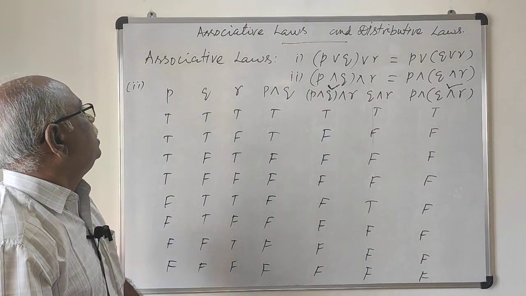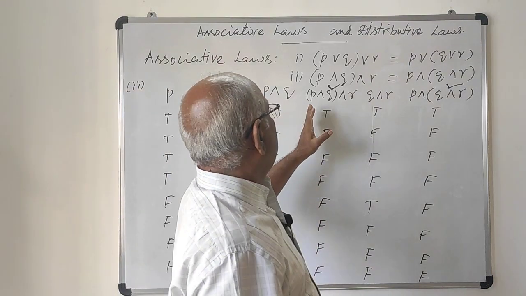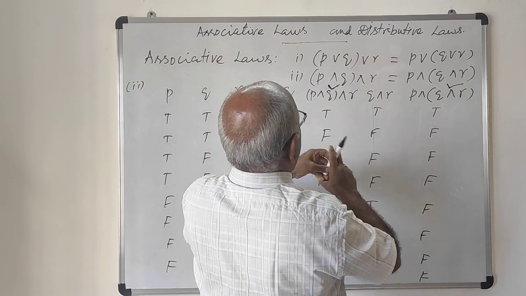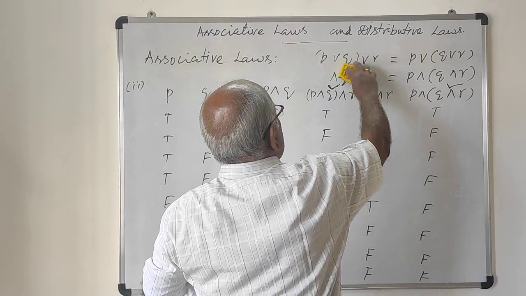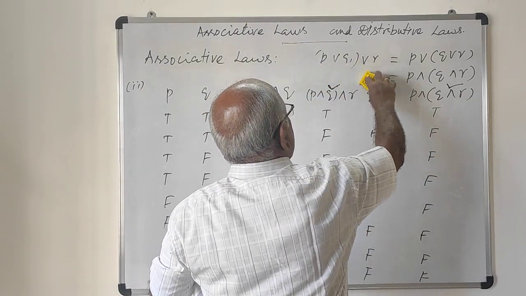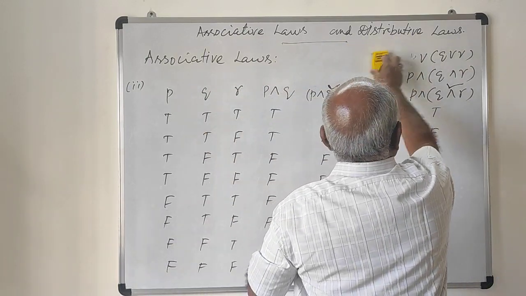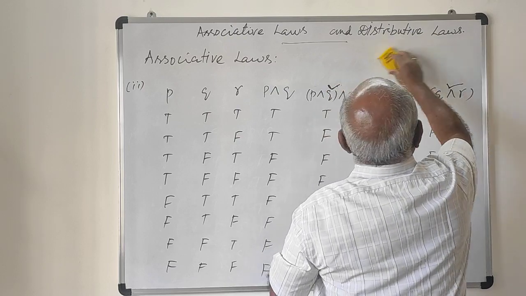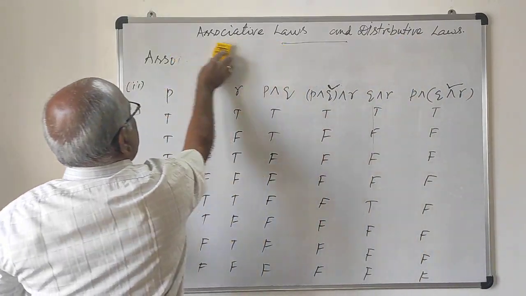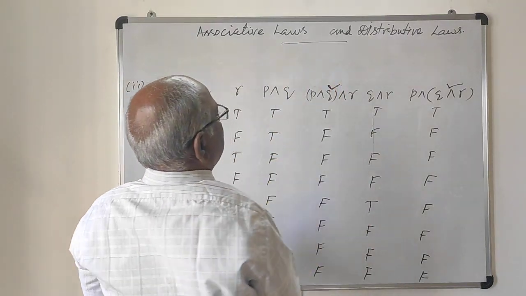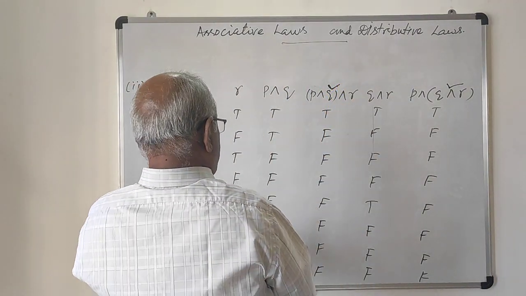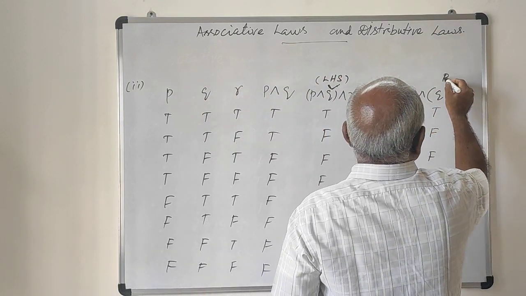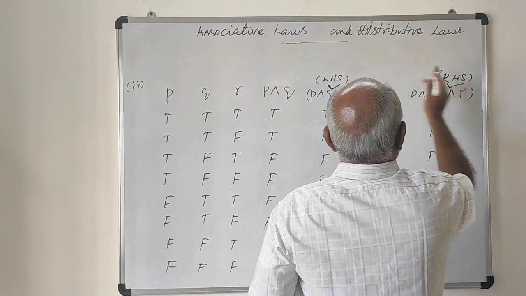This is the associative law. Left hand side is equal to right hand side. Therefore, our required result is true. Therefore, our result is proved. See, in this table, the fifth column is the left hand side. The seventh column is the right hand side. See, both are equal.